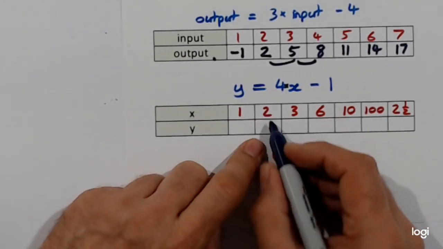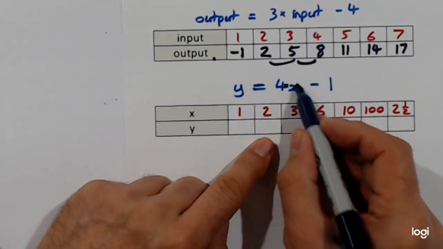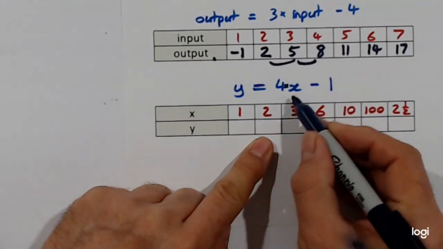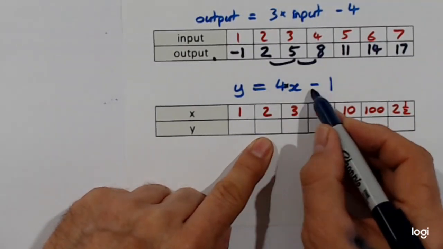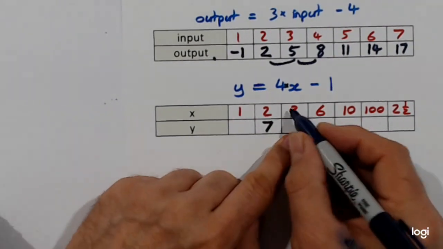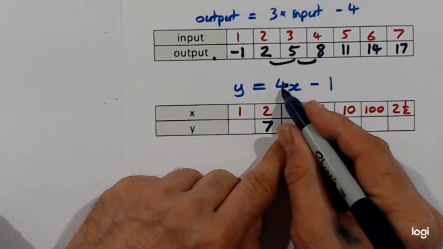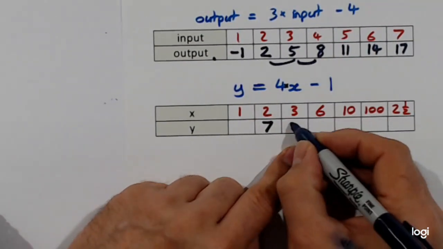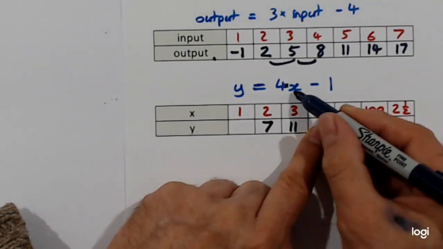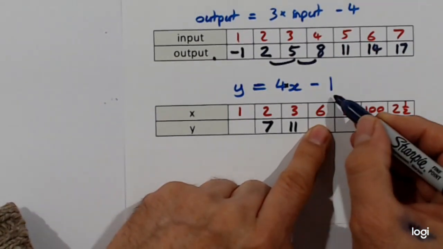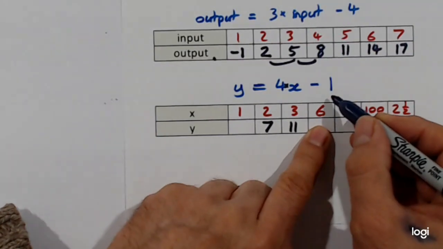Okay, start with the 2. Put a 2 there, right? 2 is x. Put the 2 where the x is. 4 times 2 is 8. 8 minus 1 is 7. Now put a 3 there. 3 4s are 12. 12 minus 1 is 11. 6 4s are 24. 24 minus 1, 23.